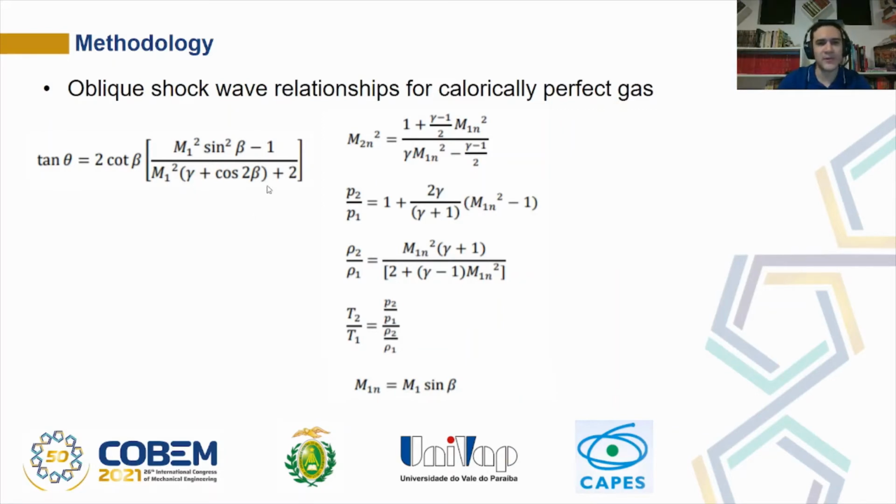So the oblique shock wave relationships for calorically perfect gas come from the manipulation of the previous equations using the speed of sound. Then we get these relationships that are only in function of the Mach number. So we have the pressure ratio, density ratio, temperature ratio, relation between theta and beta.